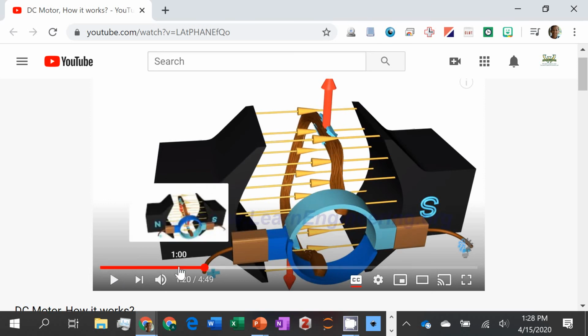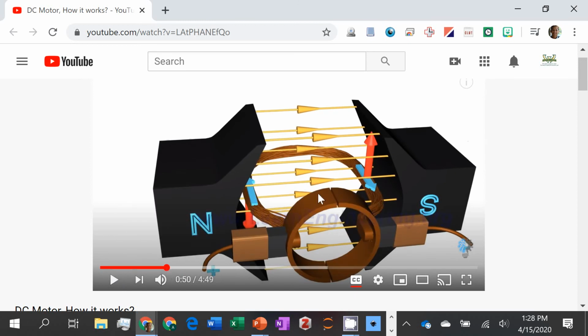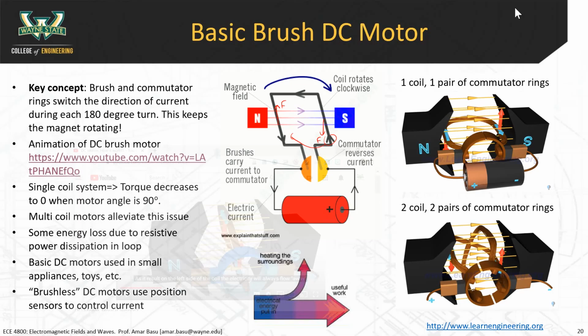When it was in the horizontal position, sorry, let me back up here. When it's in the horizontal position, you get maximum torque. But when you are then in the vertical position, the torque goes to zero. So that's one of the key issues with a single coil motor. To get around that, what they do is they have multiple coils, right, and multiple pairs of commutator rings. All right, so that way you keep the torque going, even when you're at that 90-degree position.